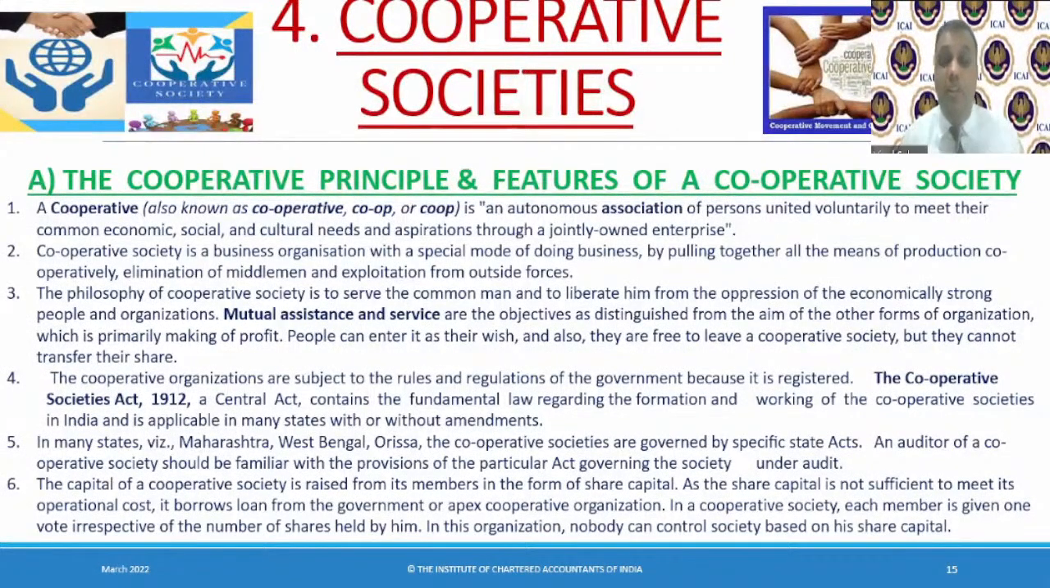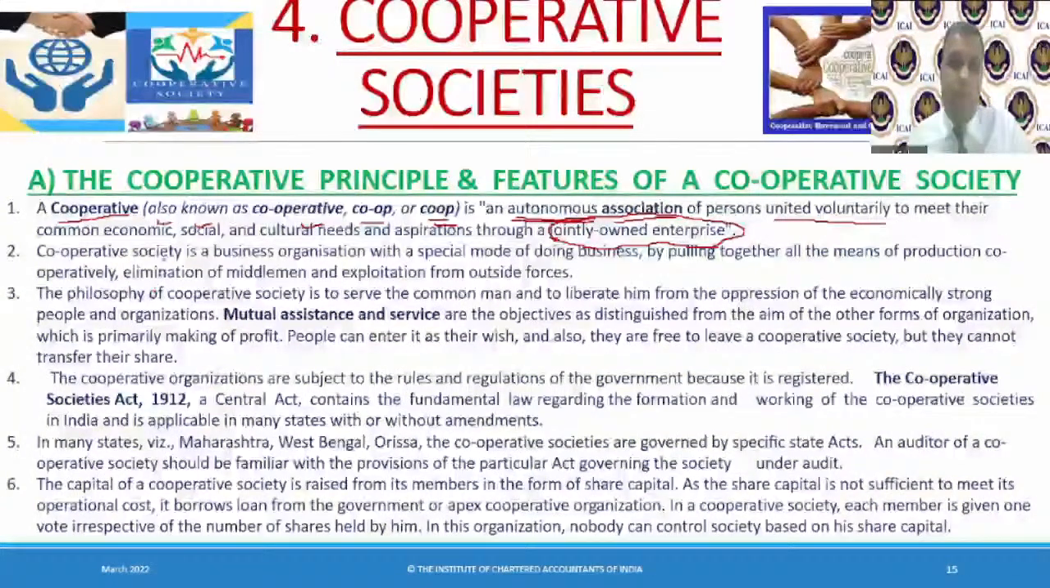So what are the principles which govern these cooperative societies? The principle of cooperation, the cooperative principle. A cooperative, also known as a coop, is an autonomous, apne aap, on their own, association of persons united voluntarily, swa-ichha, as per their will, to meet their common economic objectives, social objectives, cultural needs and aspirations, through a jointly owned enterprise. This jointly owned enterprise is the cooperative society. So a cooperative society is a business form of organization with a special mode of doing business by pulling together all the means of production cooperatively.